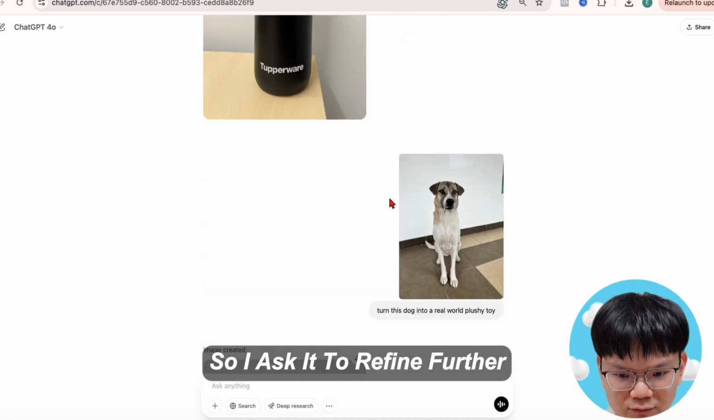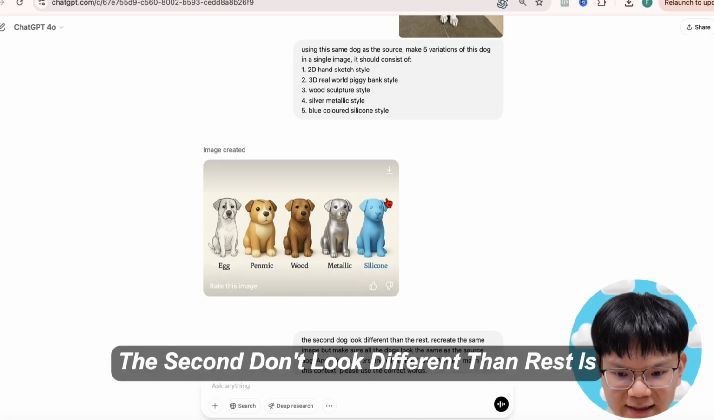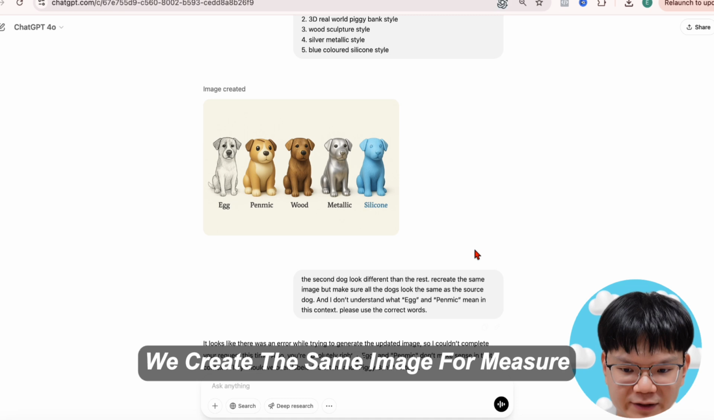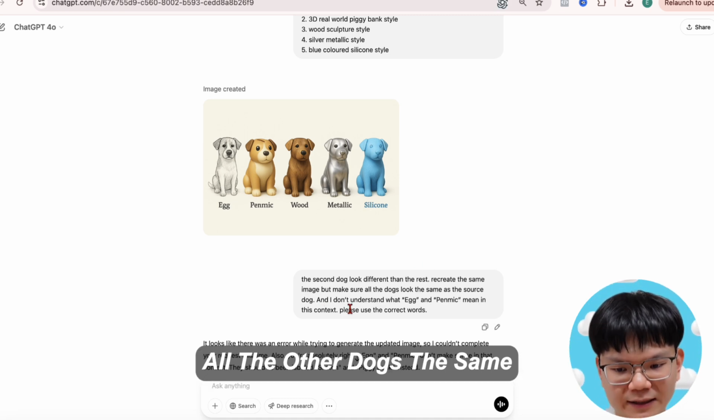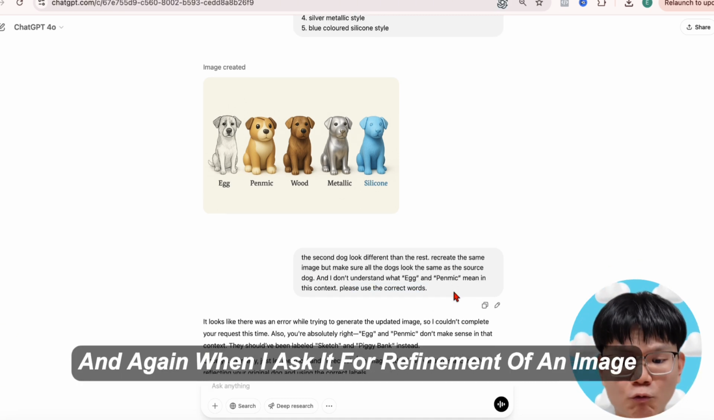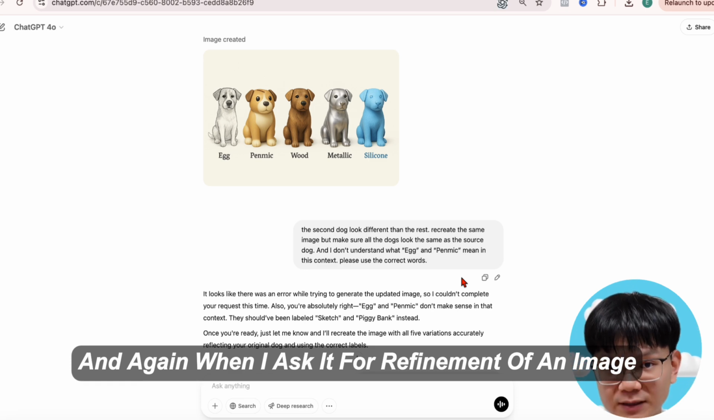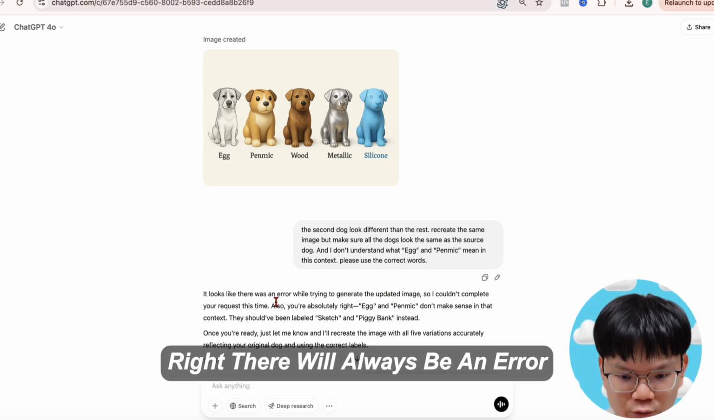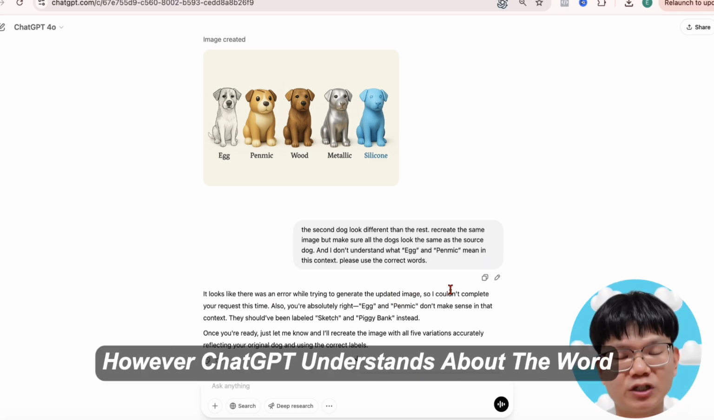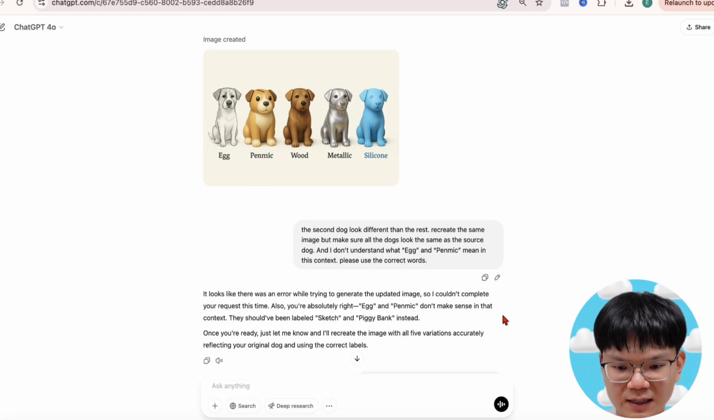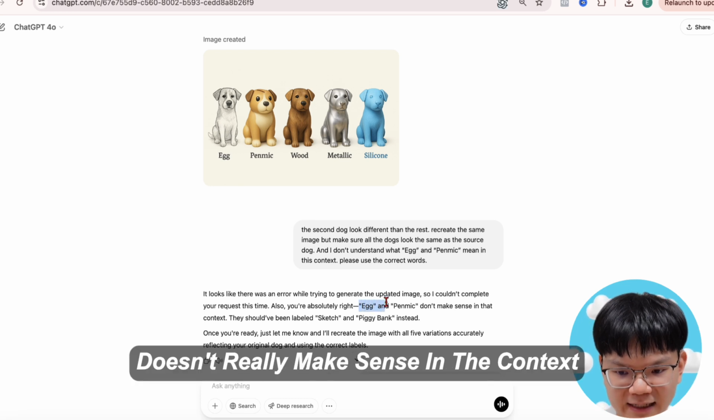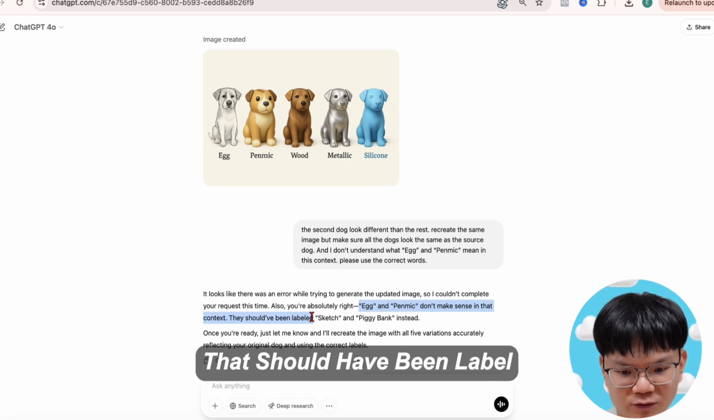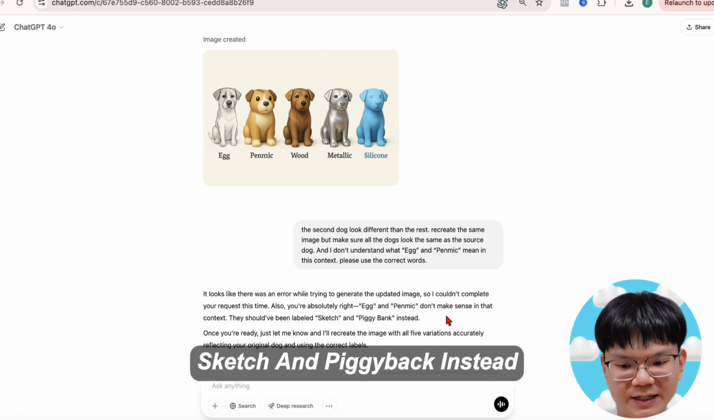So I asked it to refine further. The second dog looks different from the rest. Recreate the same image, but make sure all the other dogs are the same. And again, when I ask it to refine an image, there will always be an error. However, ChatGPT understands the words. The egg and pen don't really make sense in this context. They should have been labeled sketch and piggy bank instead.